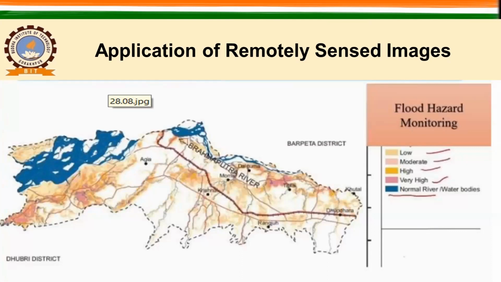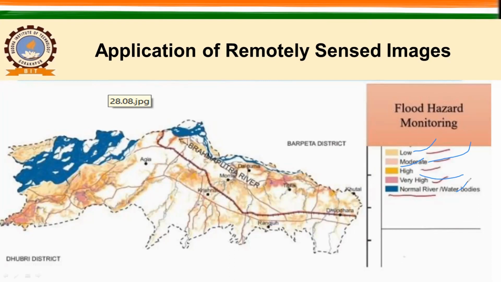flood hazard mapping. Okay, here we can see there are different zones which have been highlighted: normal, very high, high, moderate and low. These things you can always identify, or study, using satellite remote sensing. Okay, here you can see I have mentioned the areas as very low, then moderate, then high, then very high, then normal. So these things you can always identify or study using satellite remote sensing.